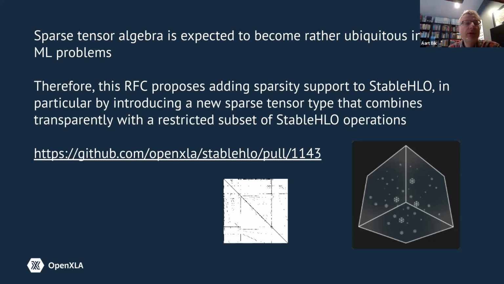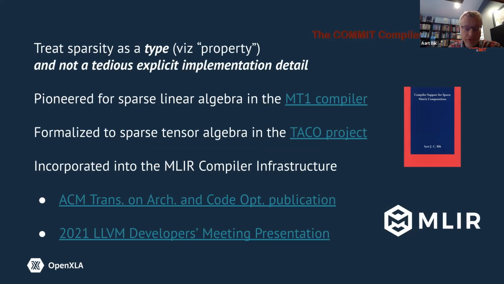So if you can go to the next slide. First, a little bit of the philosophy. This RFC is based on the idea that sparsity should not be something that everyone deals with explicitly, but it should really be just a type of the tensors. So not an implementation detail, but people writing models just know that a tensor is sparse, and they don't want to deal with having to only skip over the non-zeros with very complex data structures. I just want to tell the compiler that it is sparse, and then let the compiler handle the sparsity. And we call such a compiler that is sparsity capable, a sparse compiler.